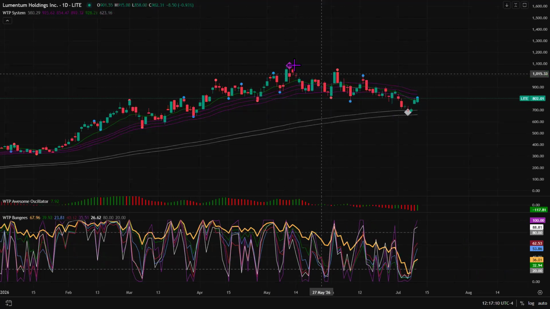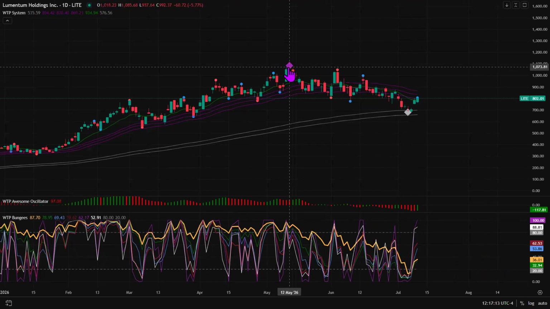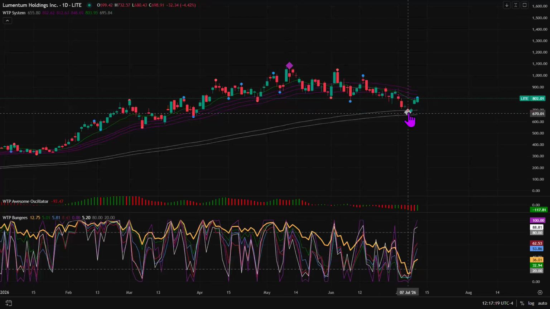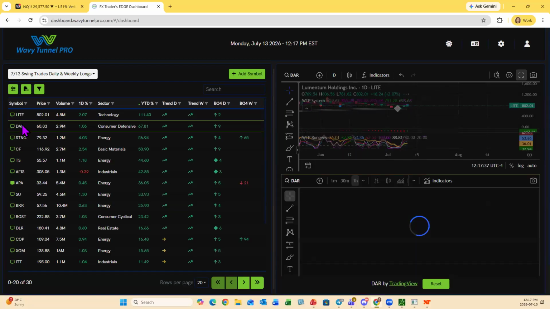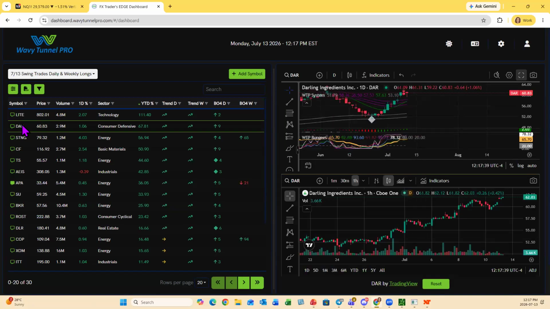And because these semaphores go from purple to gray to yellow to red and blue, we can see a beautiful 3-wave move down. Purple, red, red, gray. This is a beautiful 3-wave move down into the tunnel. But we're not going to act on this. It's very expensive. Let's go to the next one. Oh, and by the way, that was up 111% for the year already. This one, DAR, Darling Ingredients, is up 67.81% for the year.